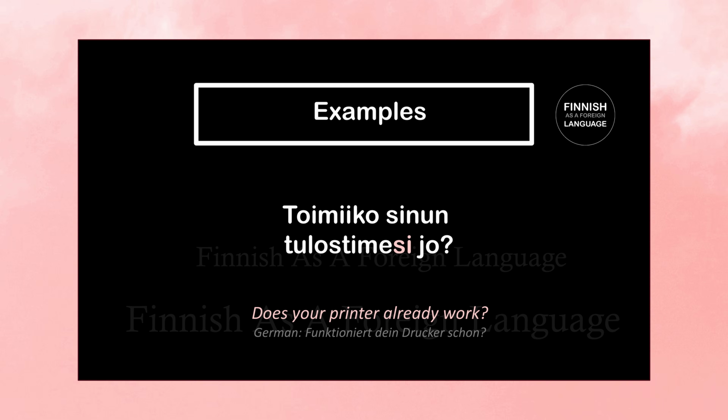Next one. Toimiko sinun tulostimesi jo? Can be translated as does your printer already work? So toimiko here is a combination of toimii, which is the third person singular present tense of the verb toimia, which means to function, plus the question marker ko. Sinun, your, it's a pronoun in the genitive case. Tulostimesi means your printer. It's a combination of tulostin plus the possessive suffix si. Tulostime is the stem of tulostin and jo means already. Toimiko sinun tulostimesi jo? Does your printer already work?